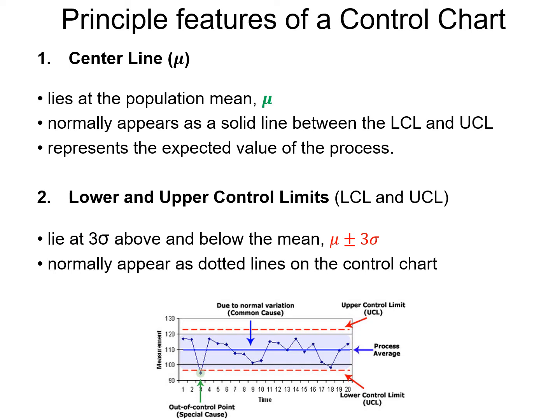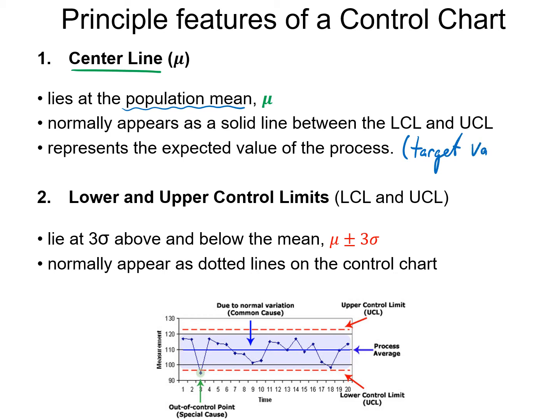So let's explore some reasons why a process might be out of control. In order to explore what it means to be out of control, we need to have a few shared terminologies, or a few things need to be defined. So what are the principal features of a control chart? Well, first of all, we have the center line, which sometimes is a green line. That lies right at the center of all your charts. You'll always have a center line. It lies at the population mean. It normally appears as a solid line between the LCL and the UCL. Those are going to be explained in a second. And it represents the expected value of the process, also known as the target value.